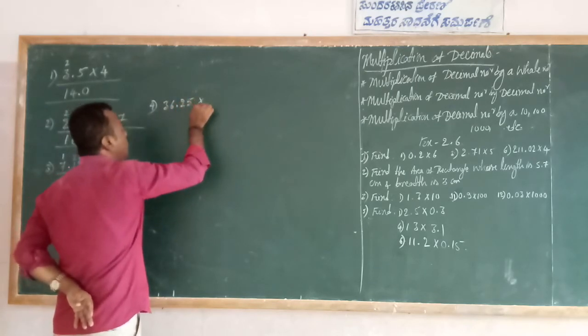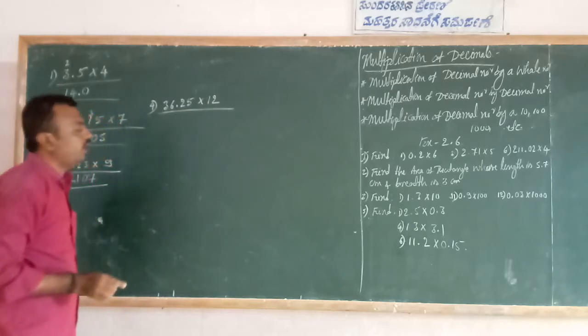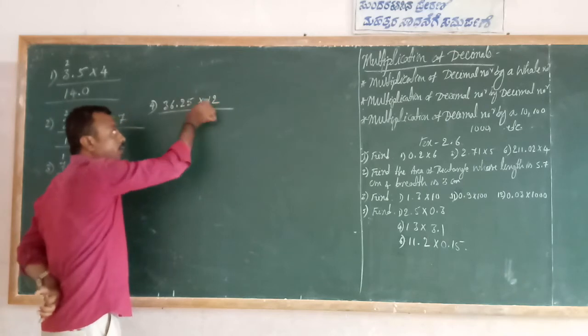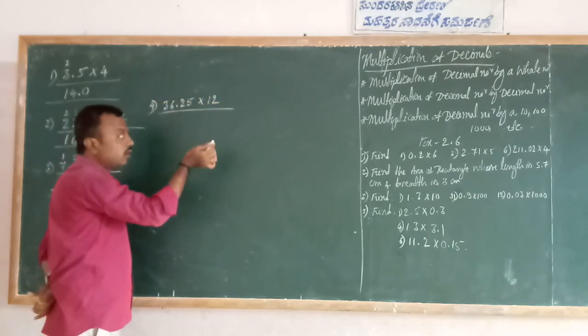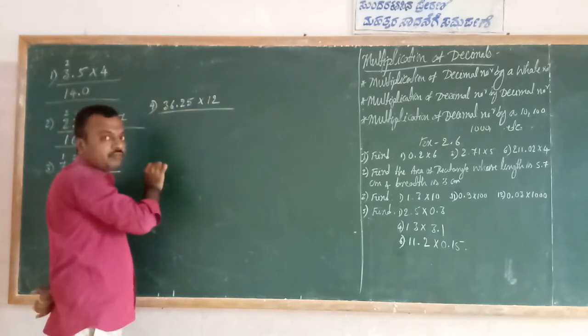36.25 into 12. If you know the 12th table, easily we have to multiply by 12 only. Otherwise, we have to multiply by 2 first, and after that we have to multiply by 1. Okay.